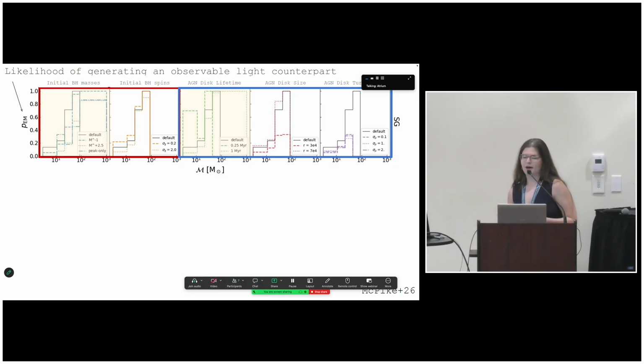When doing this, we found that two parameters consistently produced bright electromagnetic counterparts: heavier seed black holes, so more top-heavy IMFs, and longer disk lifetimes. These promoted the chain of hierarchical mergers, promoted the formation of high-mass, high-spin mergers capable of driving bright, prompt jets.